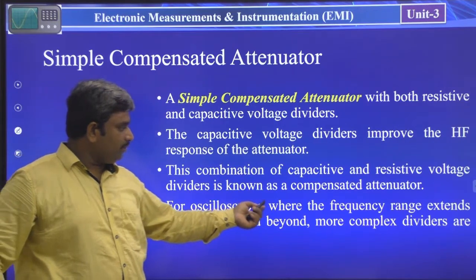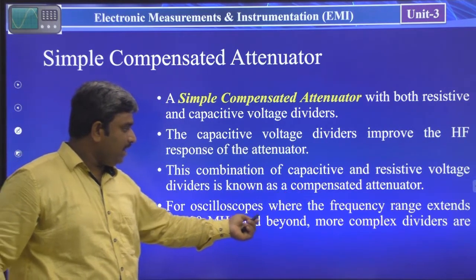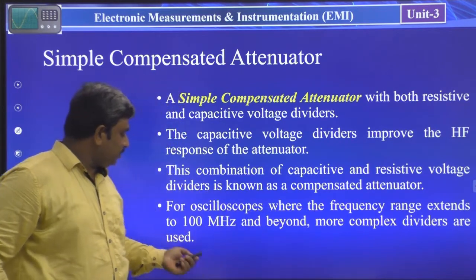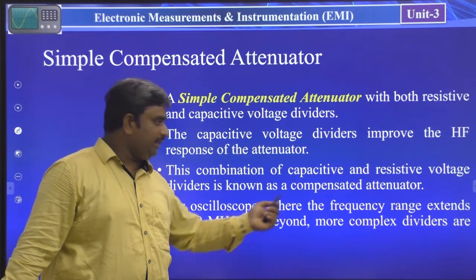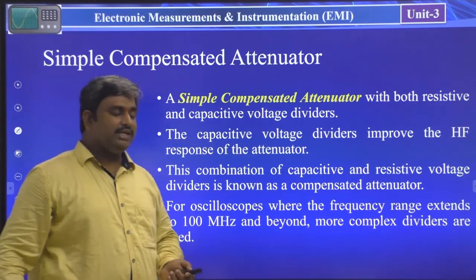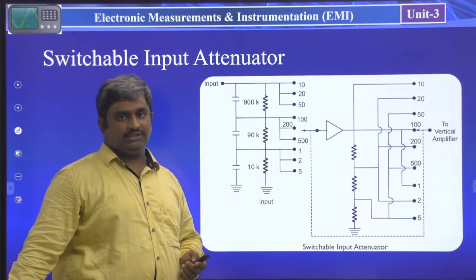For oscilloscopes where the frequency range extends to 100 MHz and beyond, more complex dividers are used. So this is a simple compensator, but if you are taking very high frequency ranges, then we use very complex voltage divider networks.